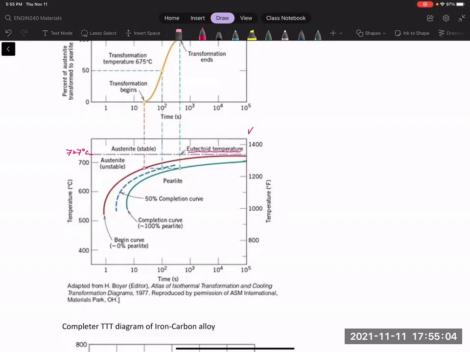If the temperature is close to 727, it will take a longer time to complete 100% of the transformation, right? So you can see if you are at this point here, it will take how much time? More than 10 to the fifth of a second to have 100% completion, because the 100% completion is going to extend much longer until you can reach the end. So this is your beginning and this is your end. So it takes a lot of time to make it to the end.